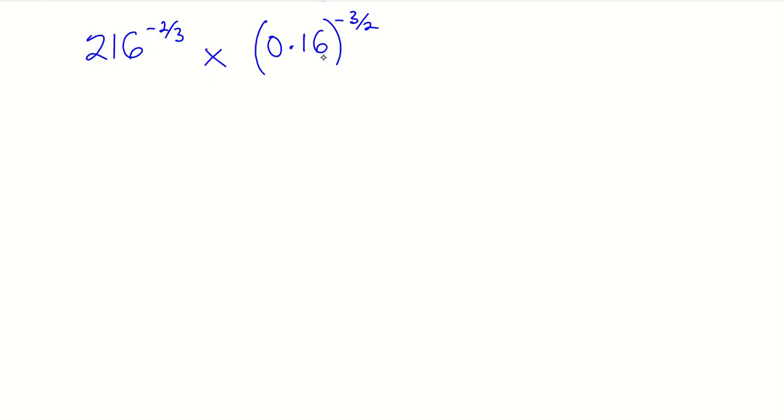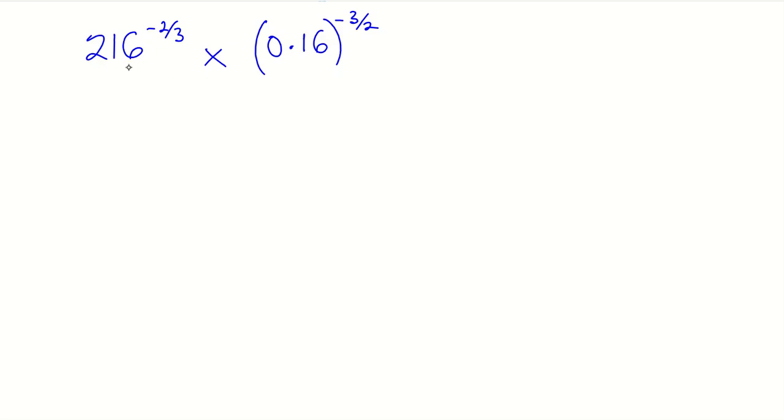Let's get started. And so, we have the question as 216 exponent negative 2 out of 3 times into bracket 0.16 exponent negative 3 out of 2. So with this, we can simplify by using the idea of indices, because going straight to find the solution to this problem will become a bit tedious. So to make everything short and simple, with the idea of indices, we can simplify it.